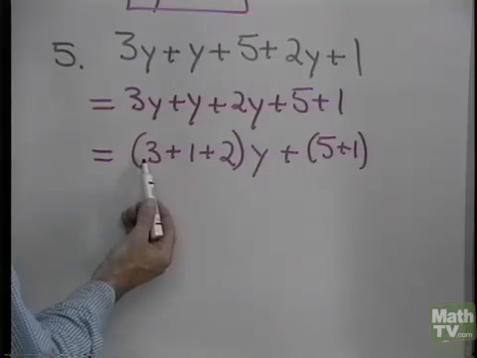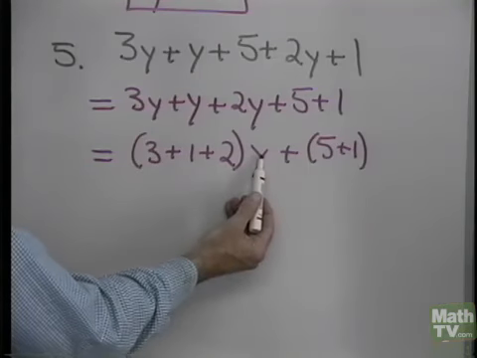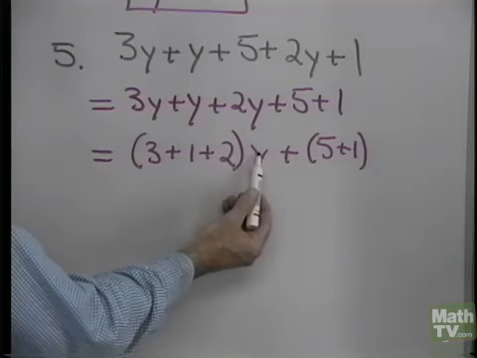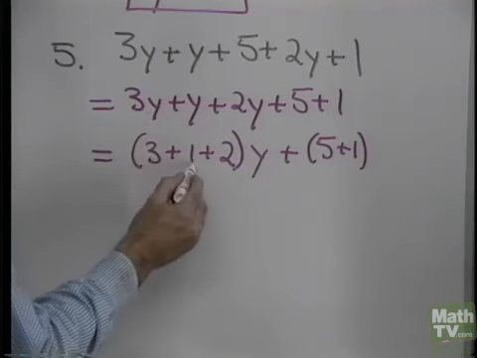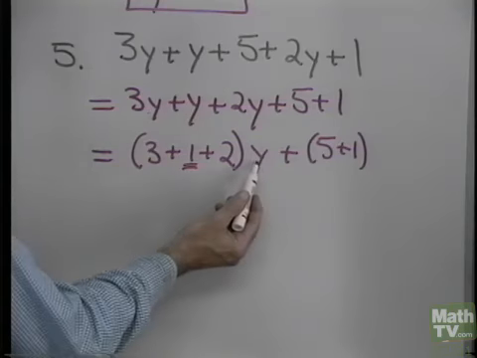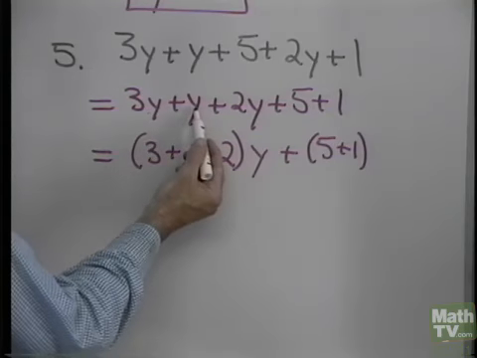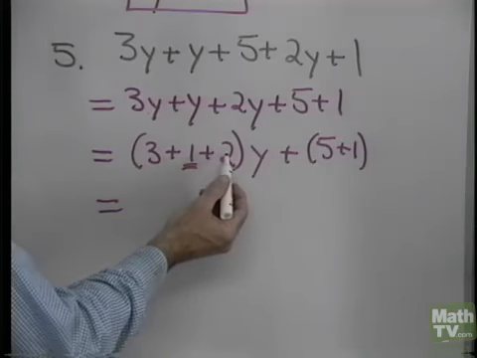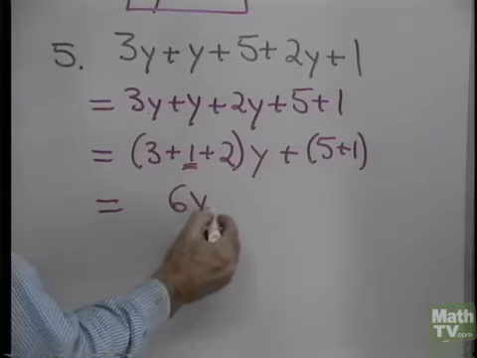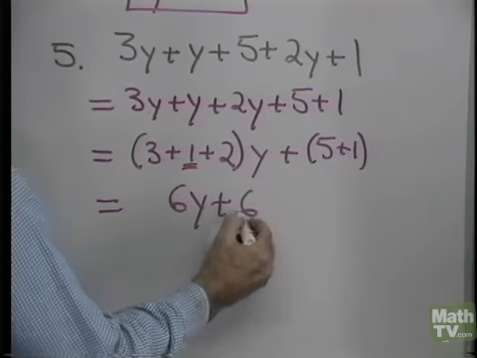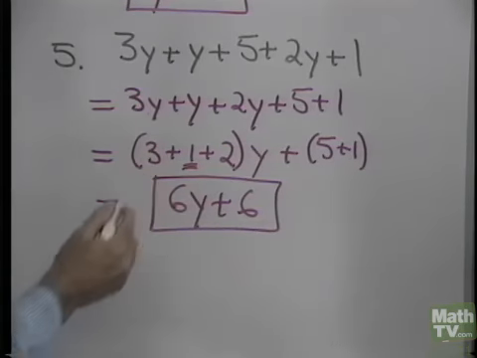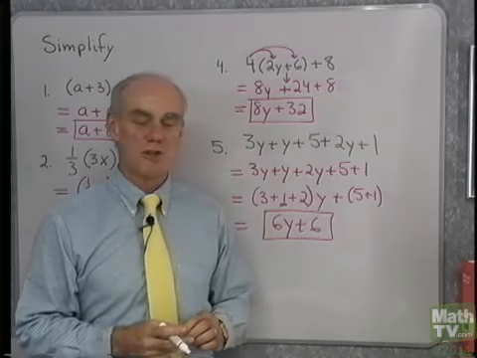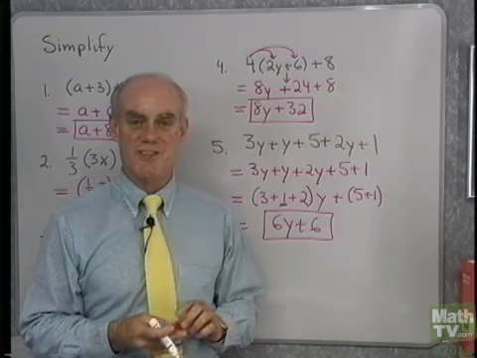I can always check to see that this is correct by multiplying this back out. Y times 2 is 2y. Y times 1 is y. Y times 3 is 3y. Notice if I don't have this 1 right here, I'm not going to be able to multiply y times this and get this y that I started with. Now I can simply add. 3 and 1 is 4, and 2 is 6, y plus 5 plus 1 is 6, and I end up with 6y plus 6. So that's a look at a variety of problems where we simplify expressions using the commutative, associative, and distributive properties.